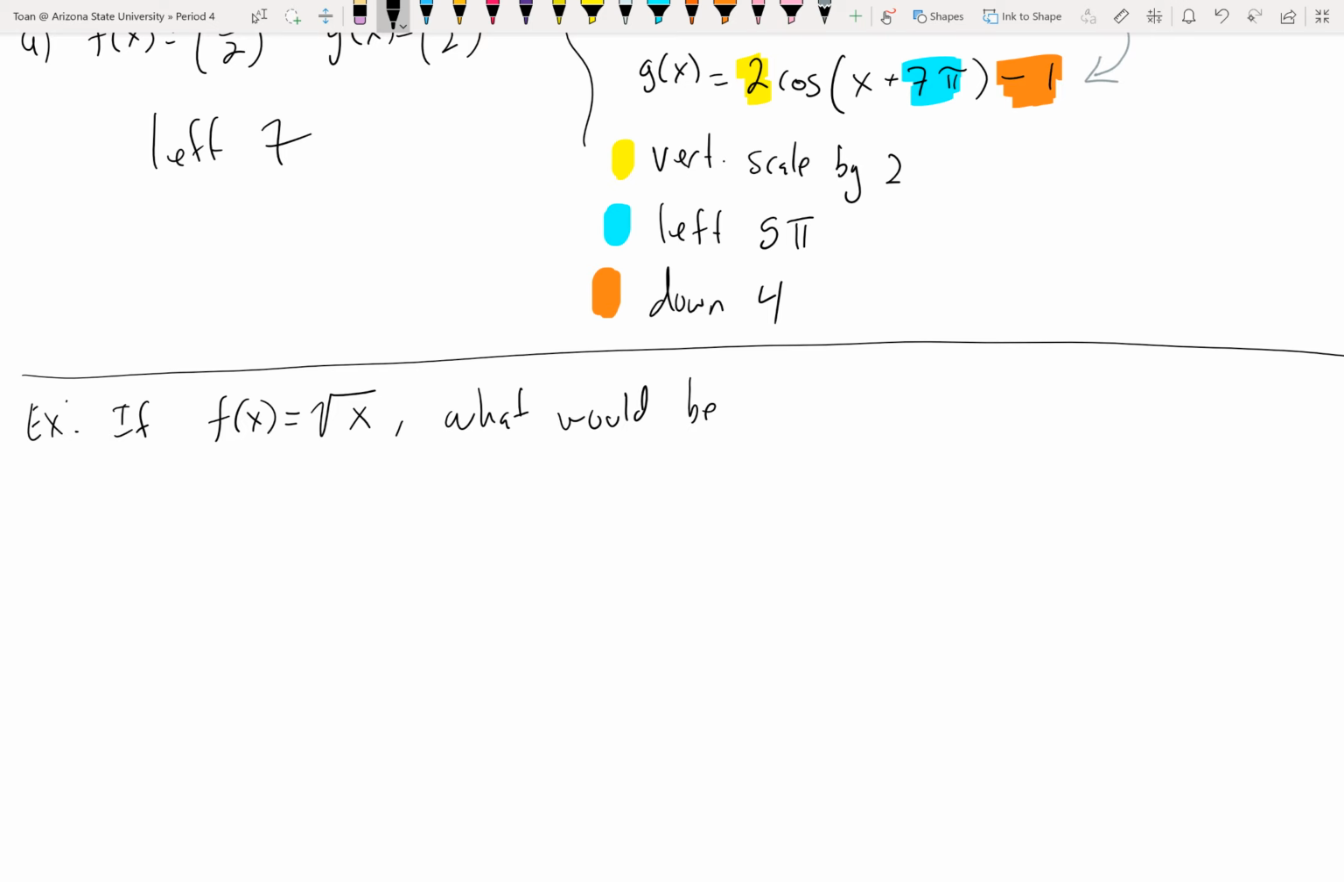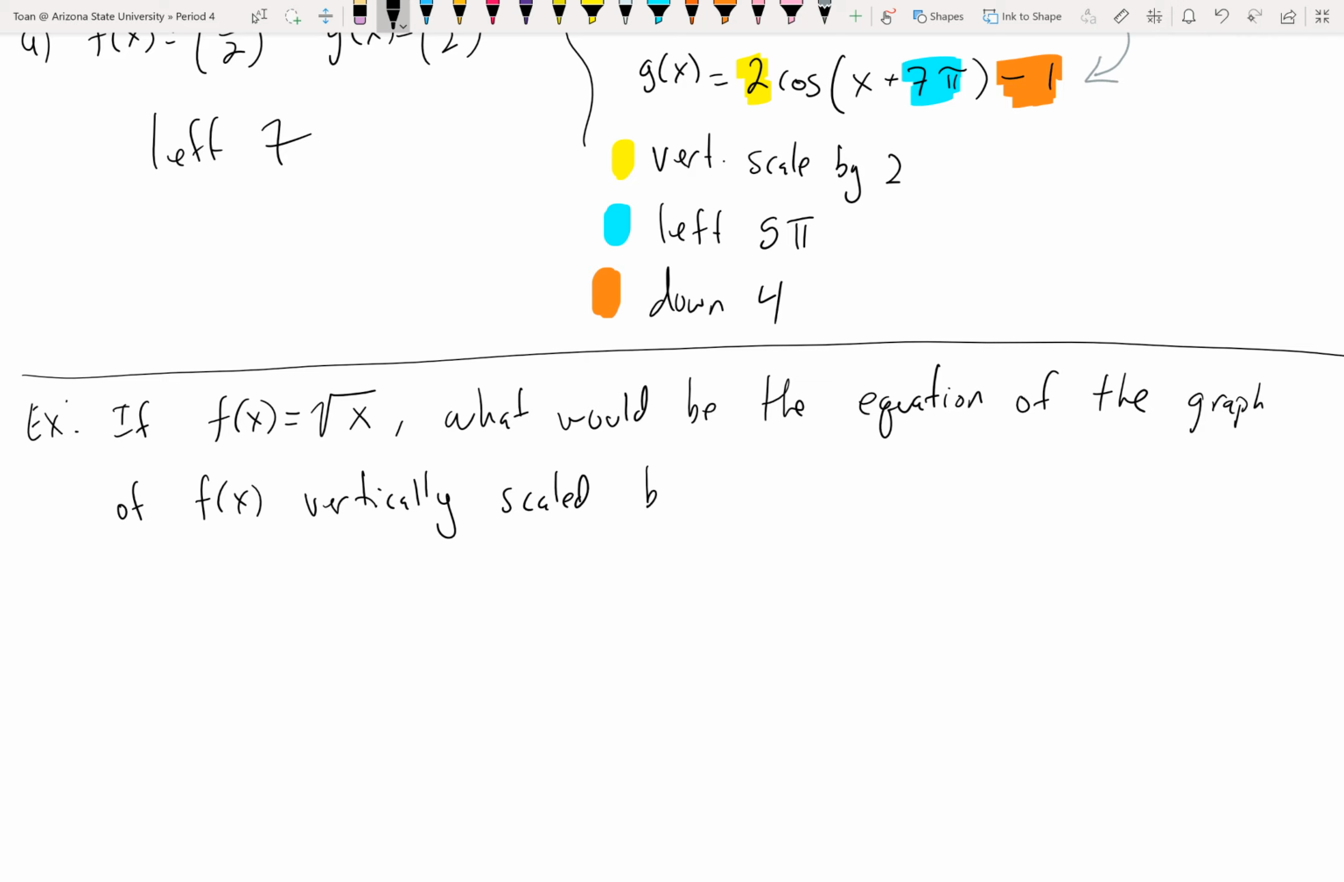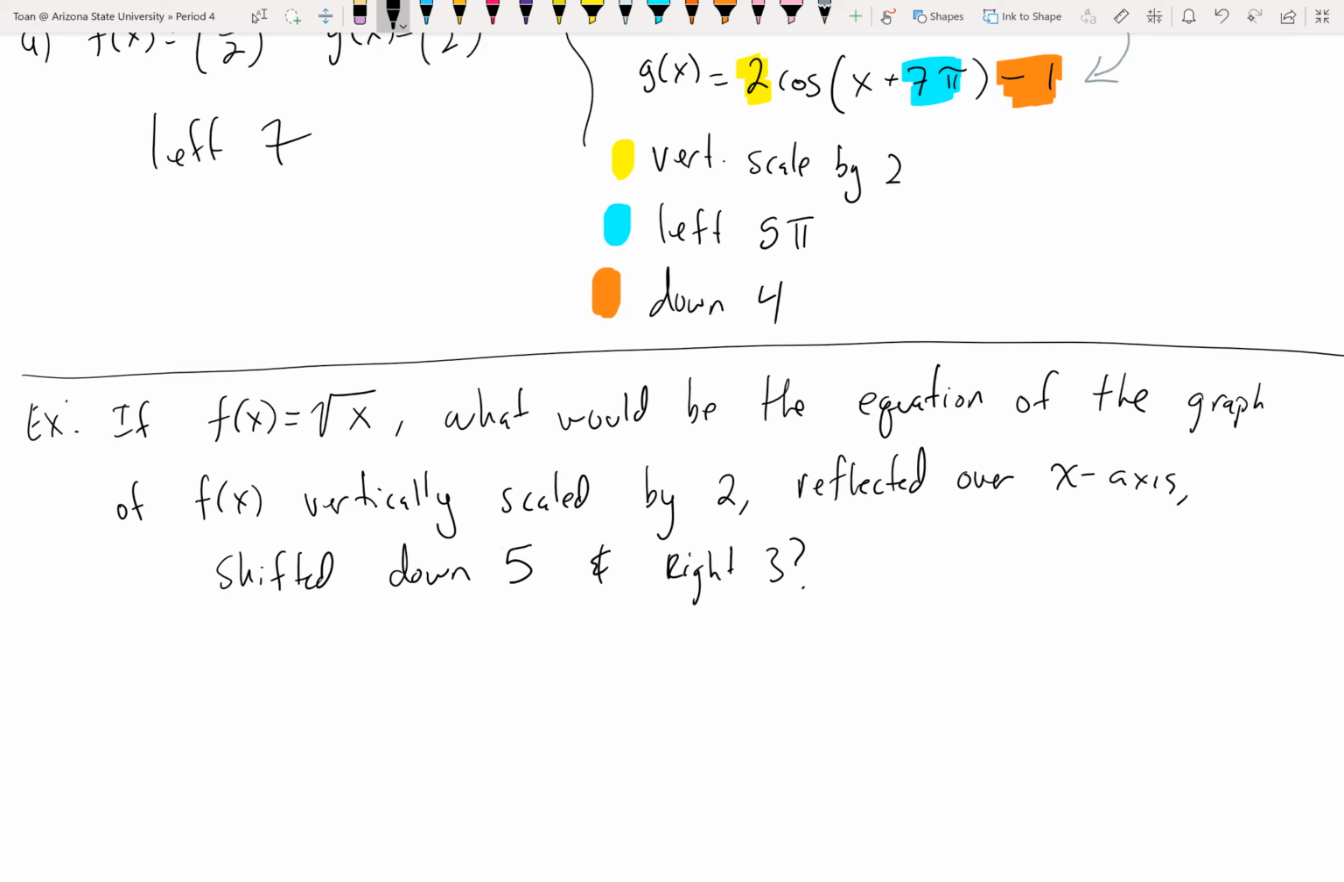what would be the equation of the graph of f of x vertically scaled by 2, reflected over the x-axis, shifted down 5, and right 3? Oh boy. Lots of stuff in that question.